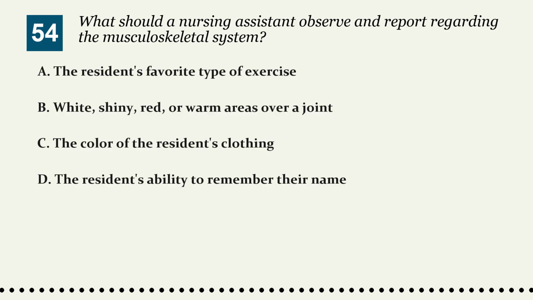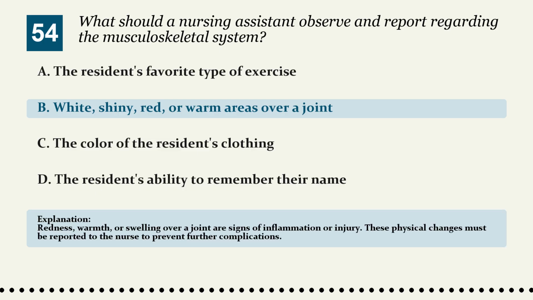Question 54. What should a nursing assistant observe and report regarding the musculoskeletal system? Option A, the resident's favorite type of exercise. Option B, white, shiny, red, or warm areas over a joint. Option C, the color of the resident's clothing. Option D, the resident's ability to remember their name. The correct answer is option B, white, shiny, red, or warm areas over a joint. Redness, warmth, or swelling over a joint are signs of inflammation or injury. These physical changes must be reported to the nurse to prevent further complications.